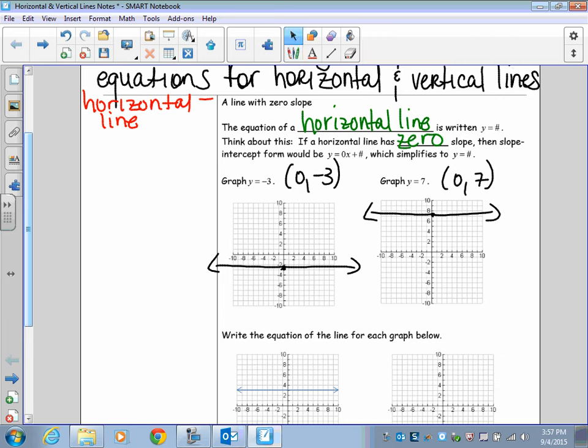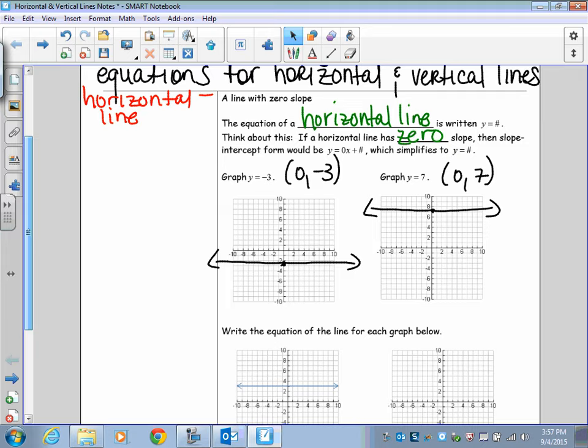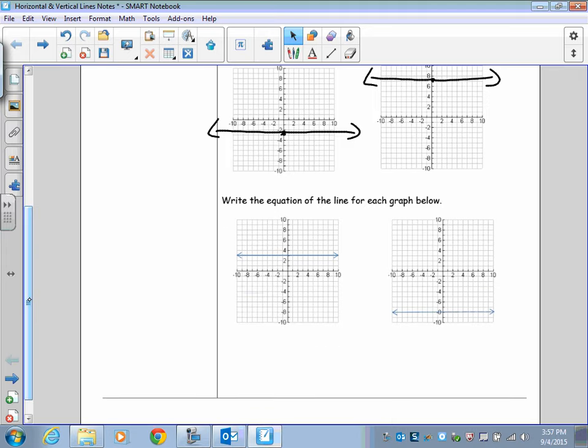Remember, if you have y equals, then you have a number. Your x is always 0 and your y is the number given. Let's move down to the next problem. It says, write the equation of the line for each graph below. This time, we are given our graph, and you have to write your equation.